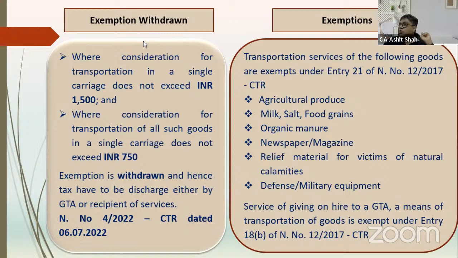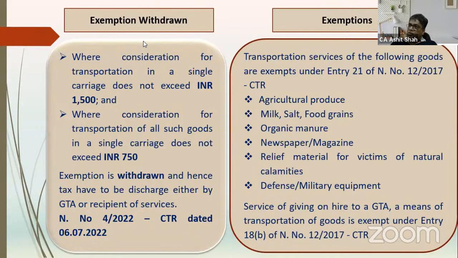So, it has been withdrawn, what does that mean? Now if you pay even 500 rupees for transporting goods from one place to another, then in that case the tax liability has to be discharged either by that GTA under FCM, or the tax liability has to be discharged by the recipient of the services. So now what are the implications of this?